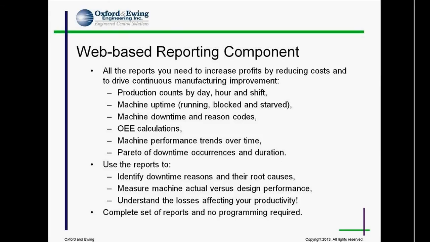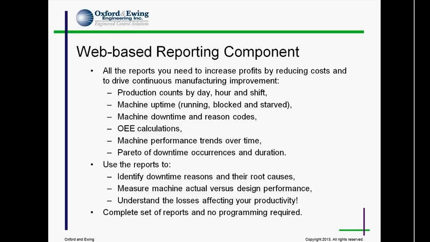The second component is the web-based component, and this is the reporting component that allows you to drive in and really see what's going on in the historical data that's been collected. Reports such as production counts, machine uptime, running, blocked, starved, downtime and reason codes, OEE calculations, performance over time, and Pareto analysis all allow you to identify the downtime reasons and root out the causes, determine the actual versus design performance, and really understand what's preventing your productivity from reaching 100%.